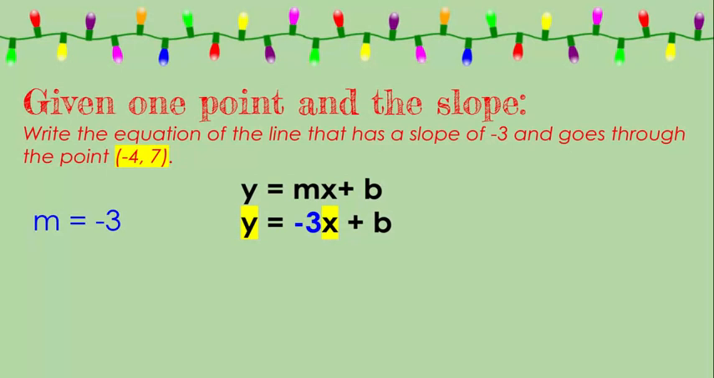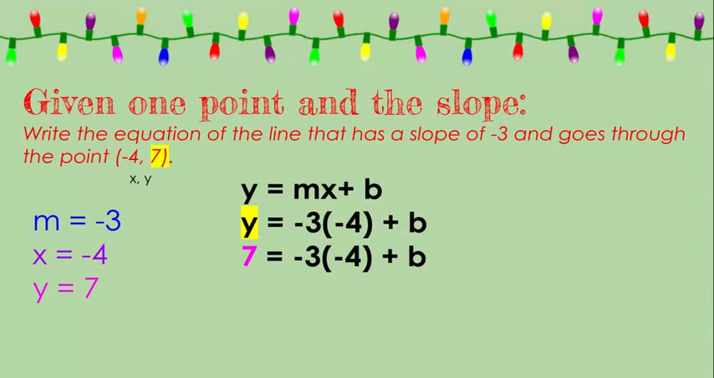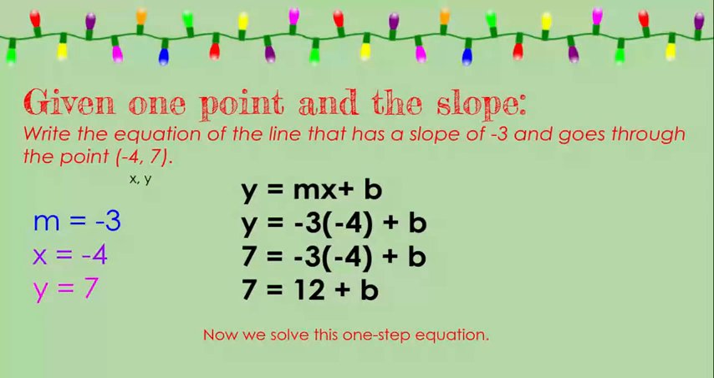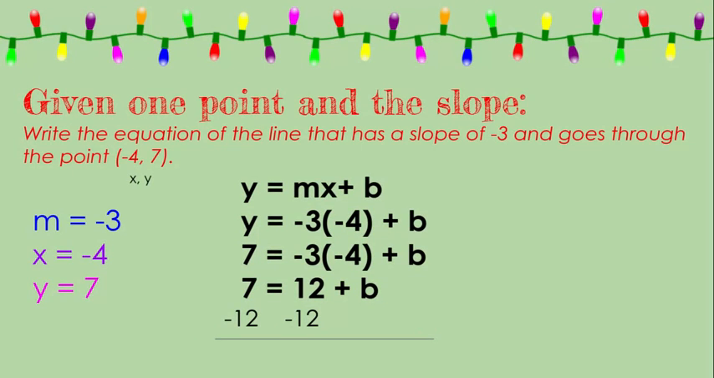The -4 and 7 represent an x and a y. In this example, x is equal to -4, so I can replace x with -4, and y is equal to 7, so I can replace the y with 7. And now I have an equation that only has one variable left, and that is b, and I can solve that equation. So first I'm going to multiply -3 and -4, which gives me +12, and now I have a one-step equation: 7 equals 12 plus b. To solve it, I subtract 12 from both sides, and I get -5 is equal to b.